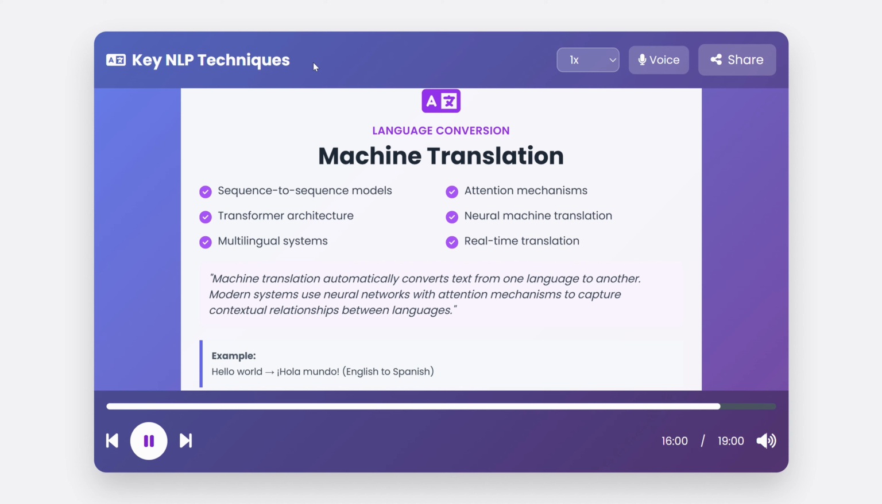Multilingual systems can translate between multiple language pairs using a single model, and real-time translation services enable instant communication across language barriers. For example, translating, "Hello world, how are you today?" from English to Spanish would produce, "Hola mundo, ¿cómo estás hoy?" preserving both meaning and natural expression.